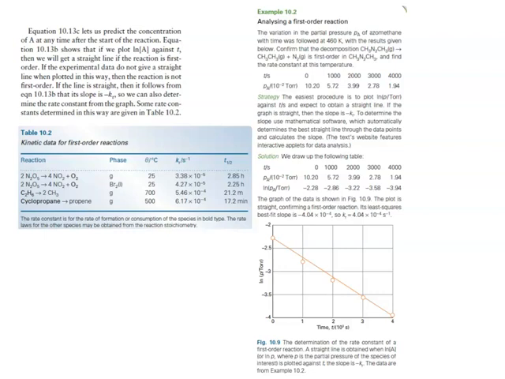If the experimental data do not give a straight line when plotted this way, then the reaction is not first order. If the line is straight, then it follows from equation 10.13b that its slope is equal to negative k. So we can also determine the rate constant from the graph. Some rate constants determined in this way are given in Table 10.2 below. Now, if you have any ambiguity on what we just discussed, there's a really nice example, Example 10.2, right here on the rest of the slide to the right, and I encourage you to pause the video here and work your way through this example to help clarify what we just talked about.